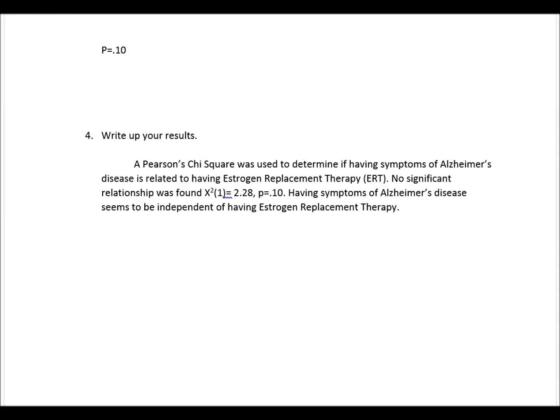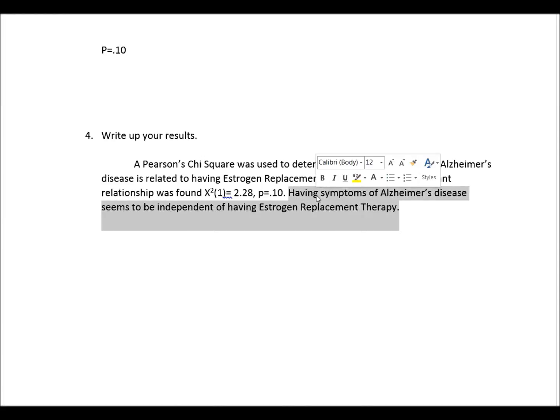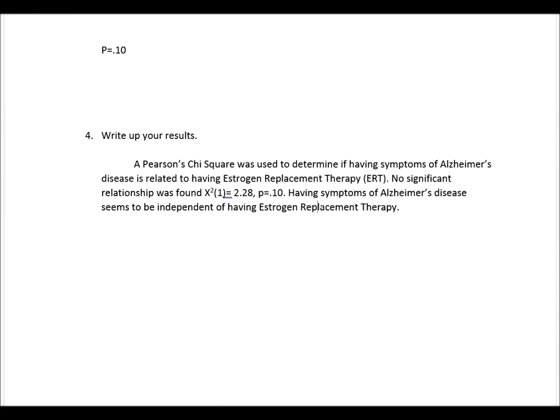No significant relationship was found. The chi-square with 1 degree of freedom is equal to 2.78, and the probability that the effect is due to random variation is exactly 0.10. Then we always have this last sentence like we would explain it to our grandmother. Having symptoms of Alzheimer's disease seems to be independent of having estrogen replacement therapy.